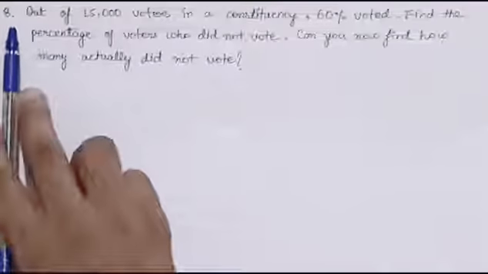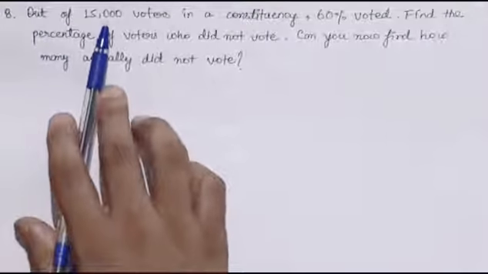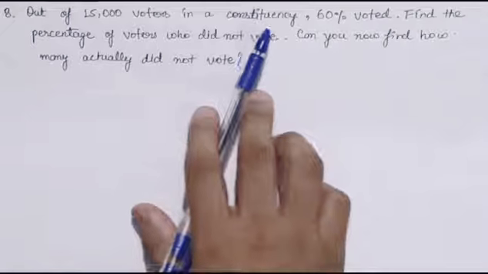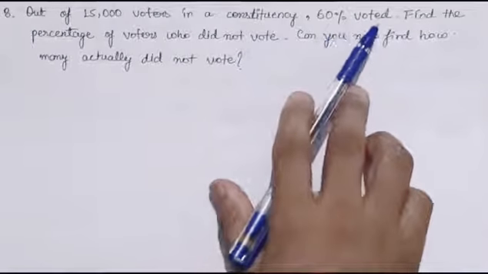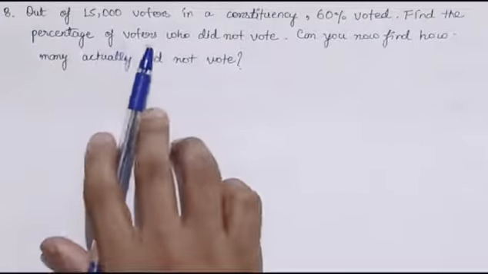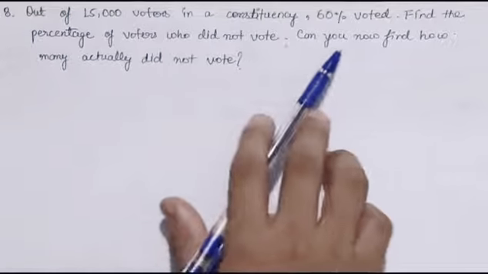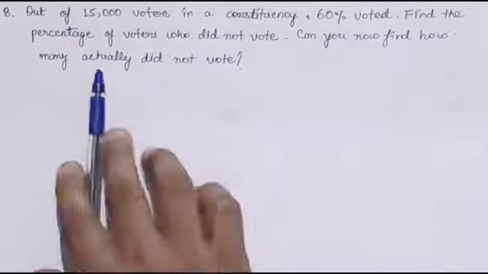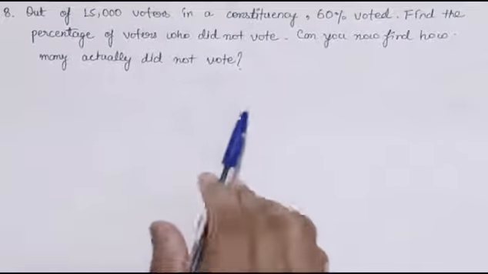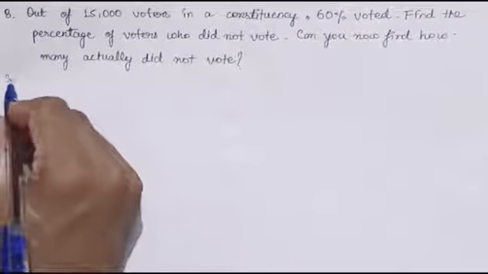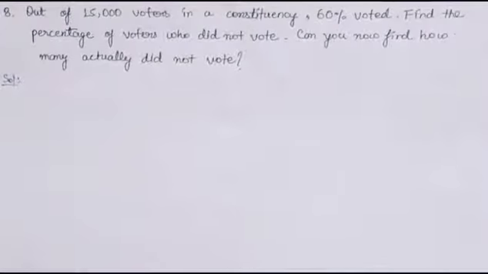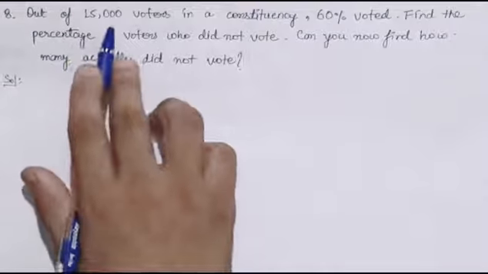The next question we have: out of the 15,000 voters in a constituency, 60% voted. Find the percentage of voters who did not vote. Can you now find how many actually did not vote? So let us see the solution. So here we are given that the total number of voters is 15,000.